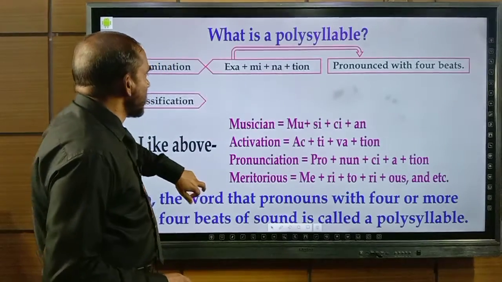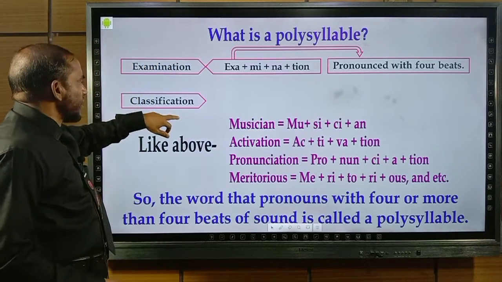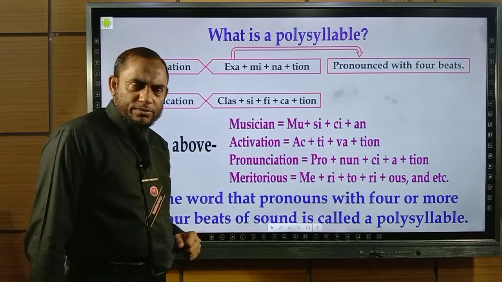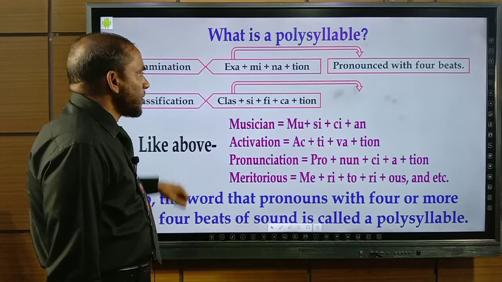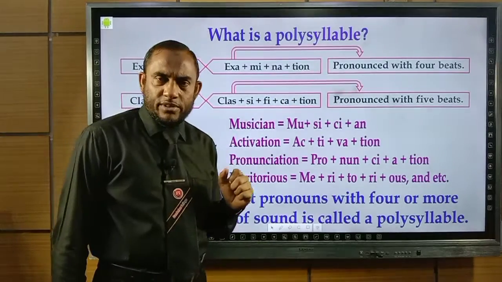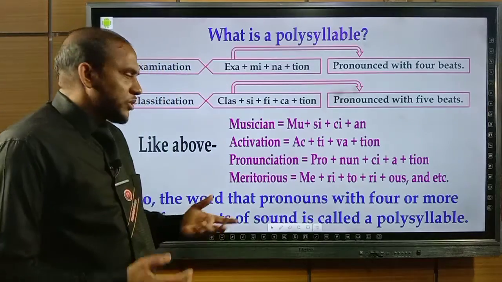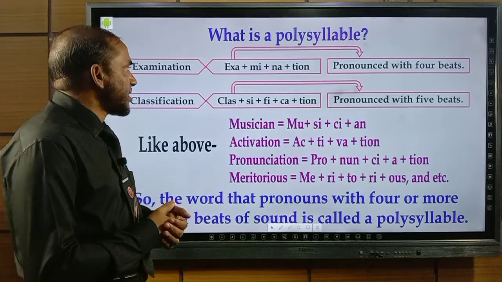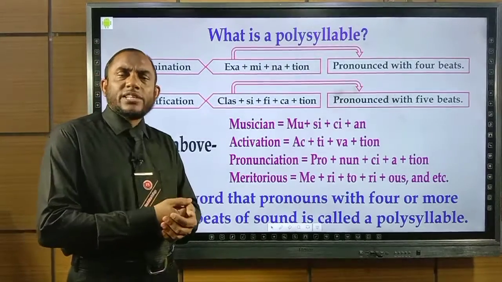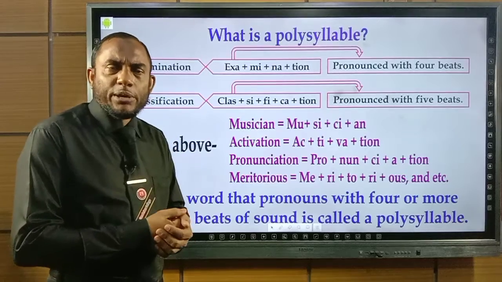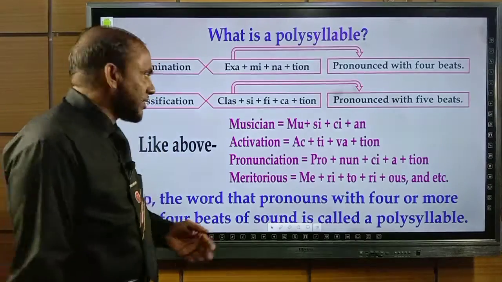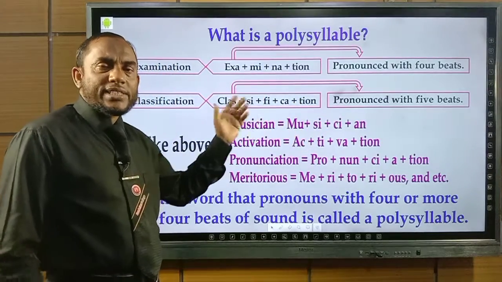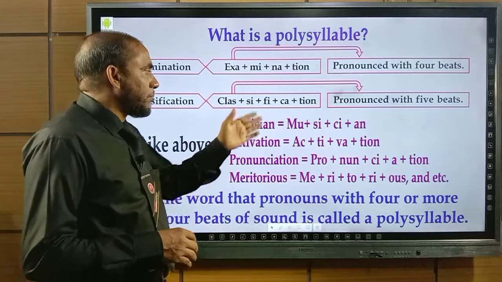Dear students, classification. Notice it again. Classification. This word is pronounced with 5 bits. So we have already understood that a polysyllable is pronounced with at least 4 bits, or it may be more than 4 bits. This is the example of a polysyllable that is pronounced with 5 beats here.